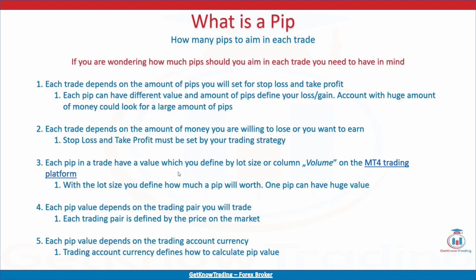Each pip in a trade has a value which you define by the lot size or column volume on the MT4 trading platform, because the lot size will define how much each pip will be valued. Each pip value depends on the trading pair you will trade. As you have seen in the examples, the pip value for the standard lot size will be different if you have US dollar as your account balance currency and if you trade Euro CHF. Each pip value depends on the trading account currency, so the trading account currency defines how to calculate pip value.